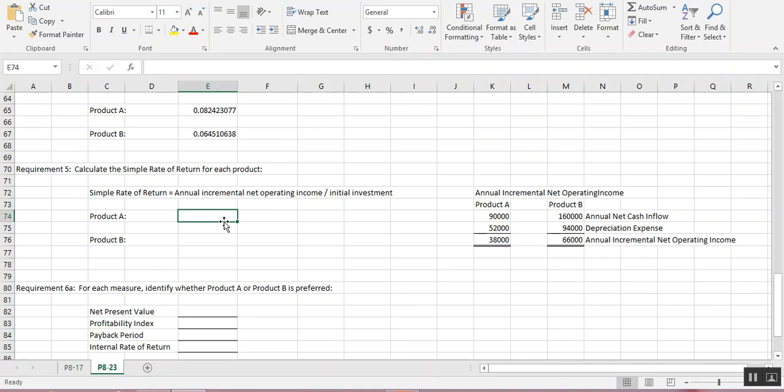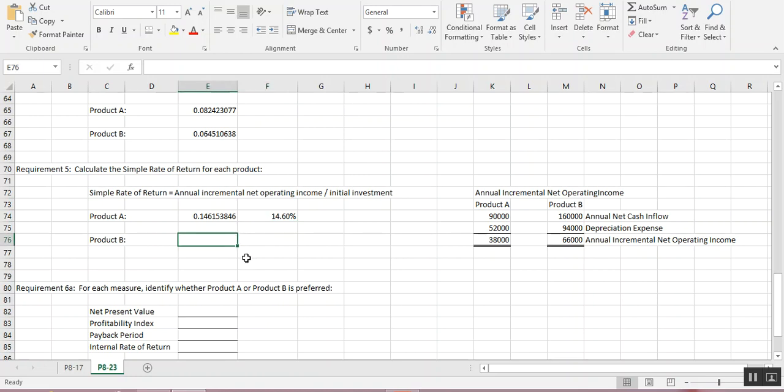So for product A, our annual net operating income is $38,000 divided by our initial investment of $260,000. There we go. So if you wanted to change that over into a percentage, it's about 14.6%. Let me just put that here, since we've been talking about percentages.